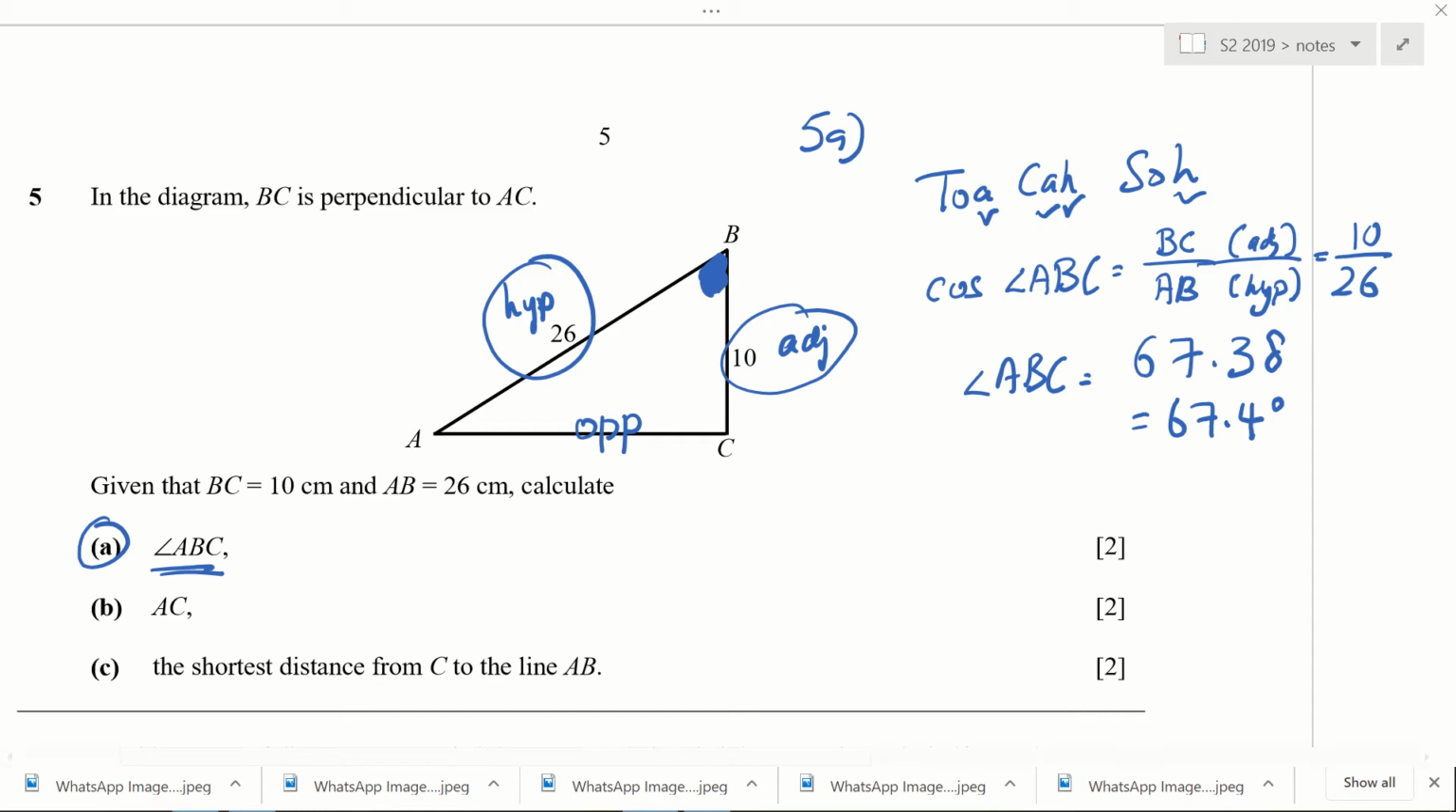Right. Let's continue. I want to find AC. Kelly, how do you find AC? Use what? I have 26. I have 10. How do I find AC? This is a what kind of triangle? Right angle. So right angle can use what? The P word. Pythagoras theorem.